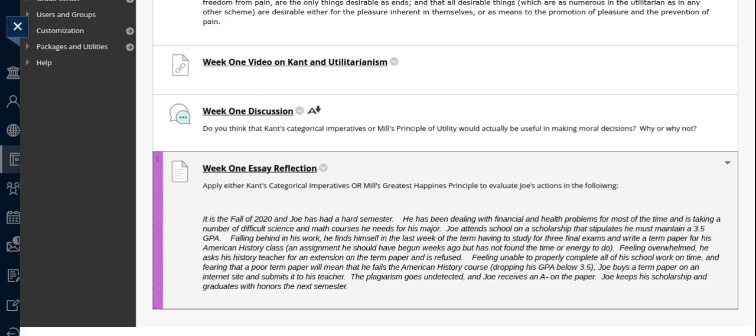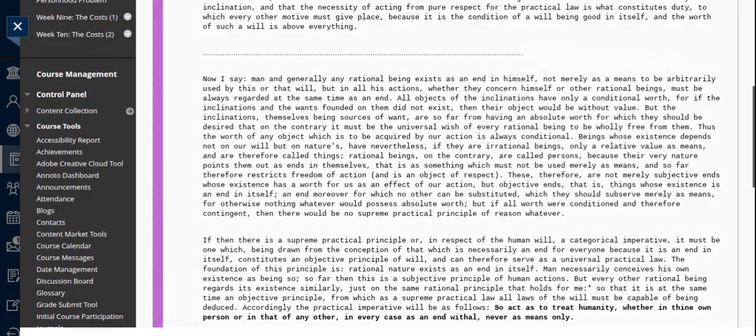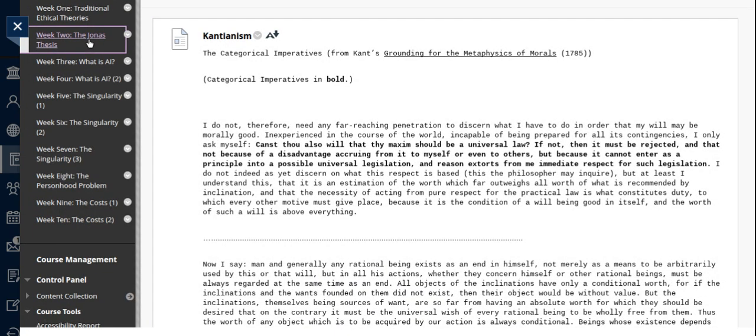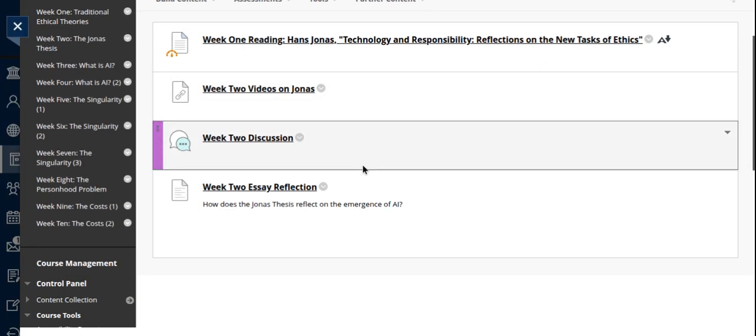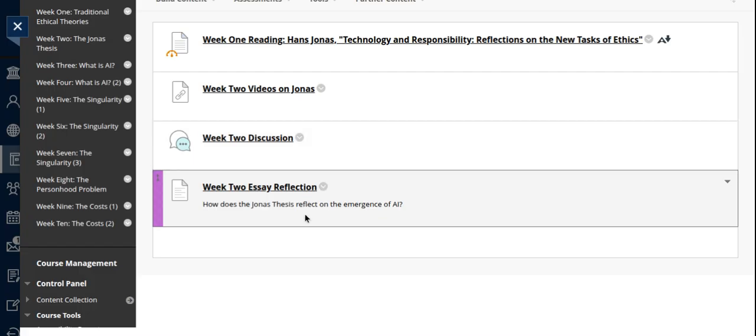The week one reflection is a little different in that it poses a hypothetical situation in which you're to apply either Kant's categorical imperative or Mill's greatest happiness principle to get some kind of evaluation of the actions of the fictional character in a scenario. Week two is a little more characteristic of the kind of thing: just an essay reflection on Jonas's essay, asking how the Jonas thesis, and you'll certainly know what that is, reflects on the emergence of artificial intelligence.